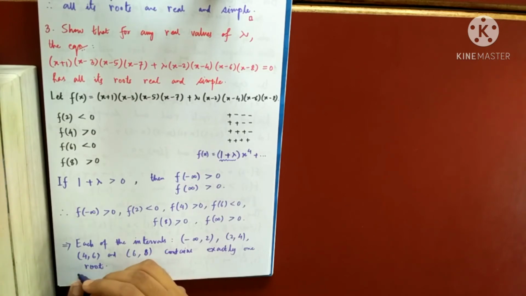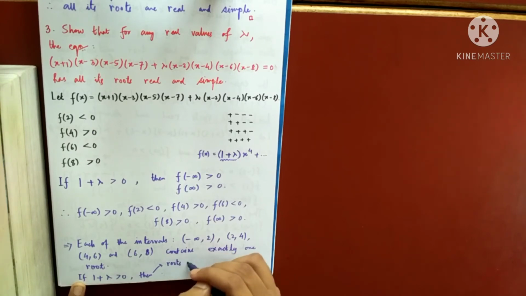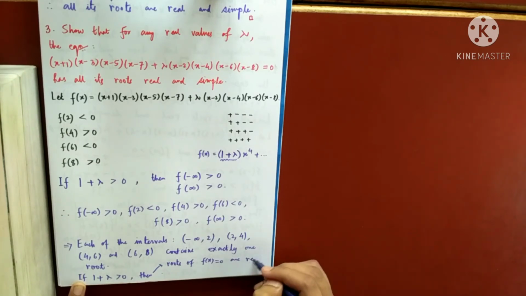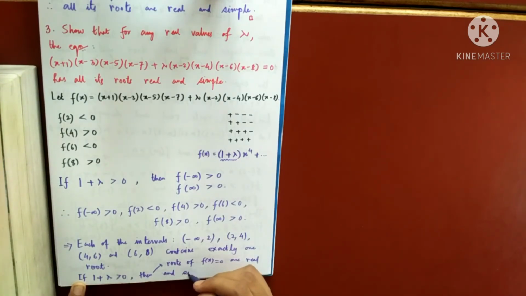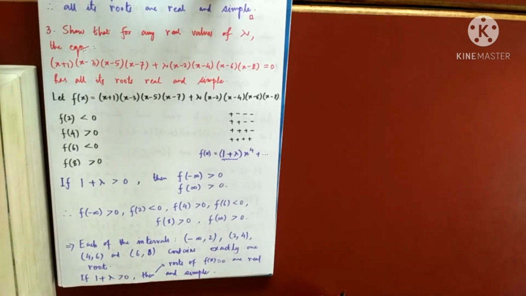So this implies if 1 plus lambda is a positive quantity, then roots of f of x equals 0 are real and simple. Real and simple. Okay, so if this happens, 1 plus lambda is more than 0, then in that case, I have proved that roots of f of x equals 0 are real and simple.